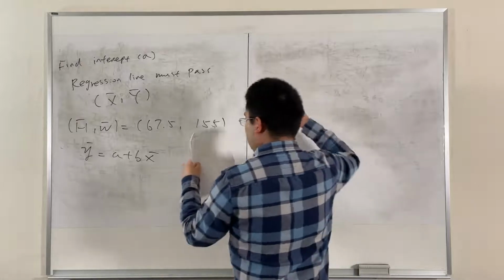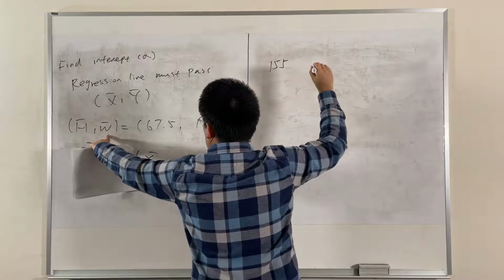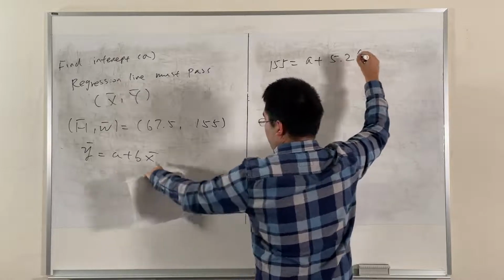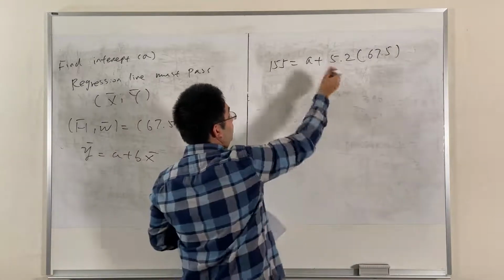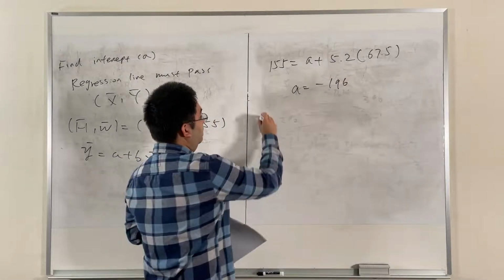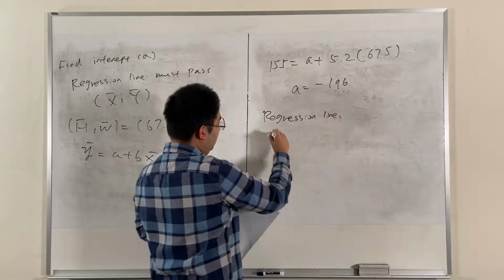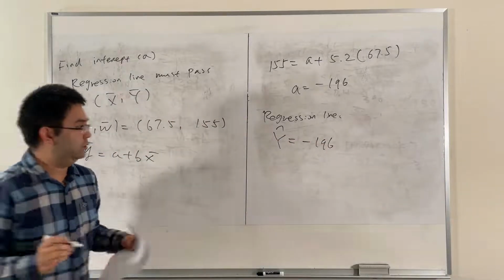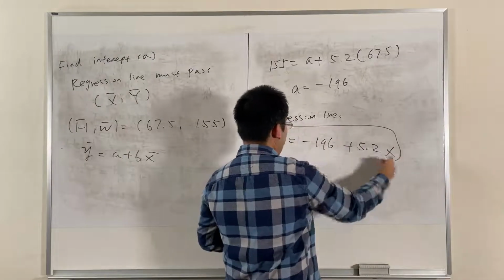And we just plug in. So I have 155, which is y bar, w bar, equals a plus, we know b is 5.2 times x bar, which is 67.5. And if we do the math, a equals minus 196. And then we got a regression line. The regression line is y hat, the predicted value, equals the intercept, negative 196, plus 5.2x. And this is our regression line.